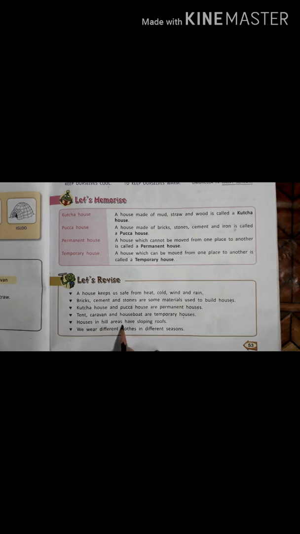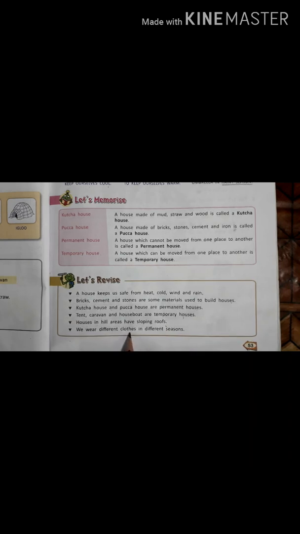Houses in hill areas have sloping roofs. The houses in hilly areas have sloping roofs because there is so much heavy rainfall and snowfall, so that it can easily fall down on the ground.